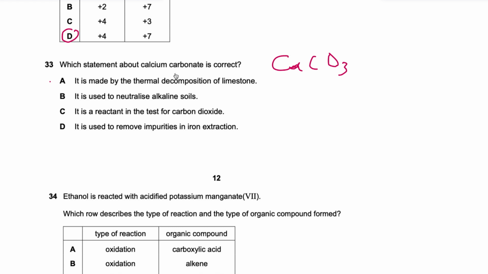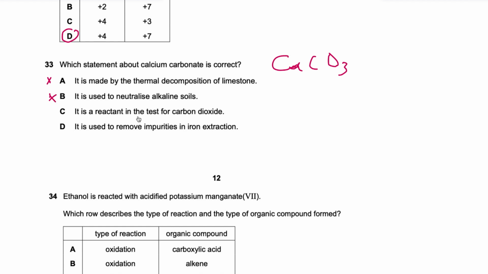Okay. It's not, because itself is limestone, so it cannot be said to be made by thermal decomposition of limestone. You see the contradiction? They put it in a way that will fail. Itself is limestone. No. It is used to neutralize alkali soil. No, itself is alkali, so it's not used to neutralize alkali. You use an acidic substance to neutralize alkaline soil.